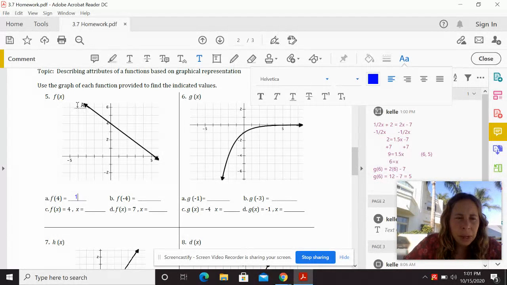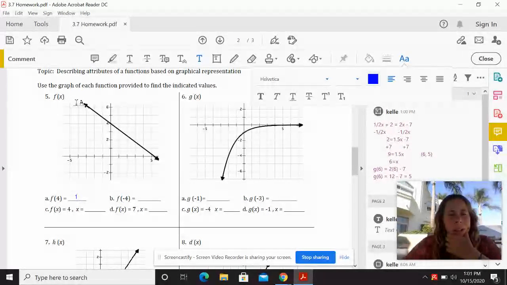Uh-oh, the graph doesn't quite reach there. They didn't draw it far enough. But this graph is extending further in this direction, so it is going to hit where x is negative 4. It will hit over here. We just don't know where.